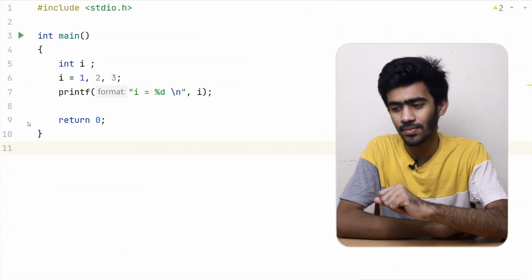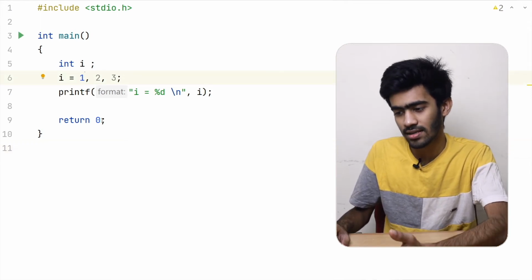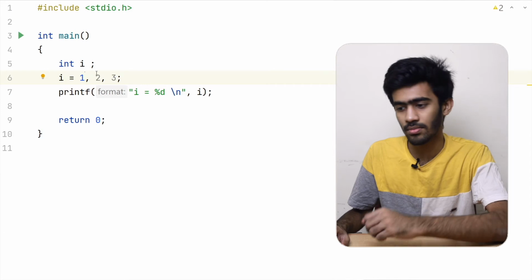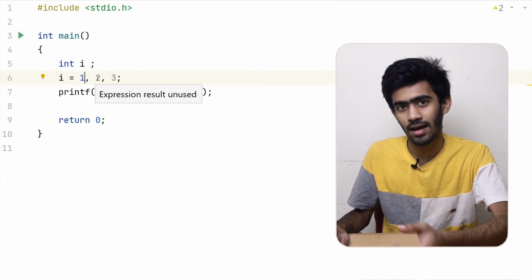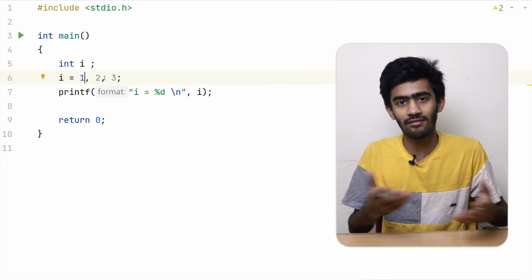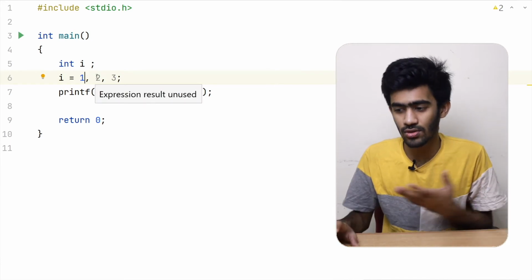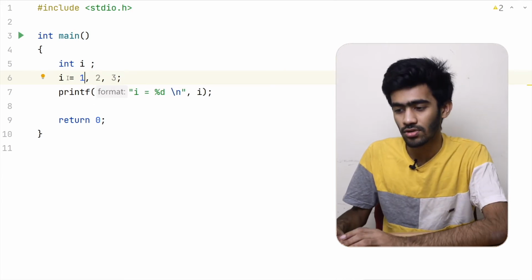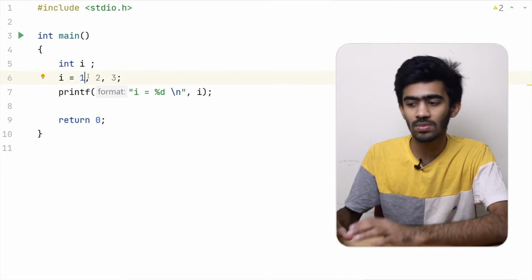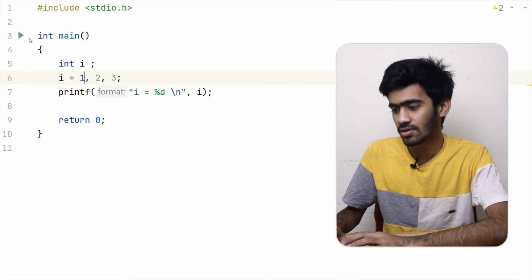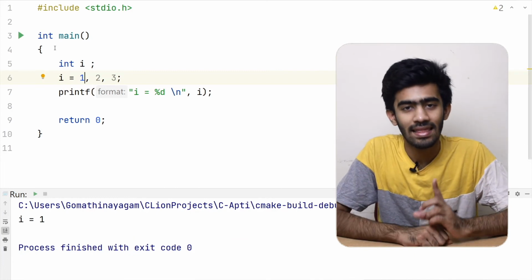As you can see here, the value 1 is being highlighted like every other number. 0 is being highlighted, which is a number. 1 is being highlighted, but the values 2 and 3 are not highlighted because they are not evaluated. As you can see here, expression result unused. So this result is not being used by any of these values. So I is equal to 1 is the only thing that is being used, and hence when we run this code, the value of 1 will be printed. I is equal to 1, and that is the answer.